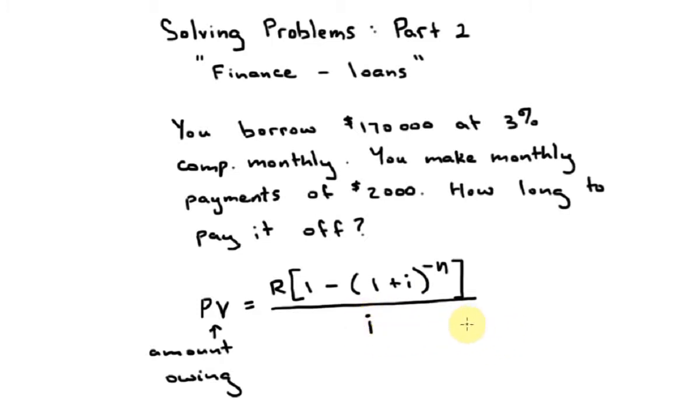So what you've got to do is build all the bits and pieces from the question into the formula, and once it's in the formula, you may have to use logarithms or some fancy math to actually solve it. So I'm going to clear the screen here and start putting the information in. Present value, what we owe, is $170,000. That's our starting amount.